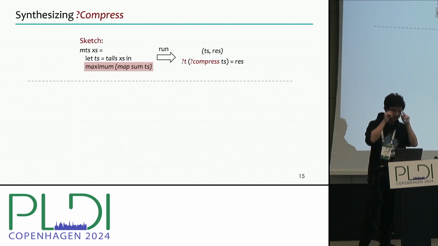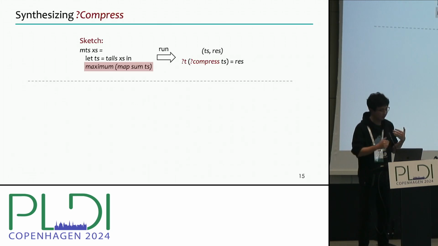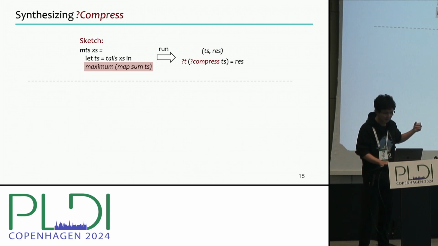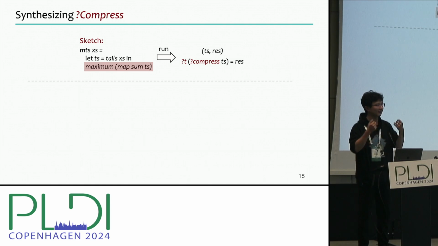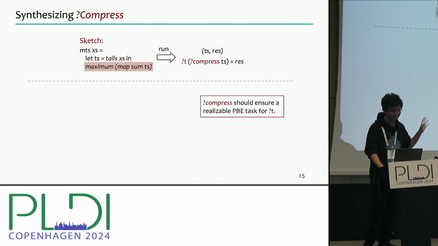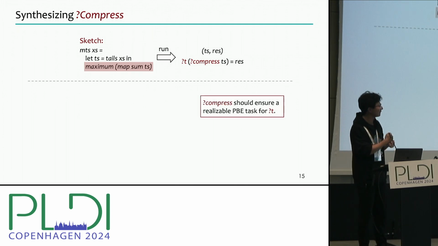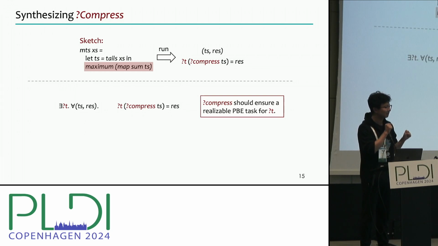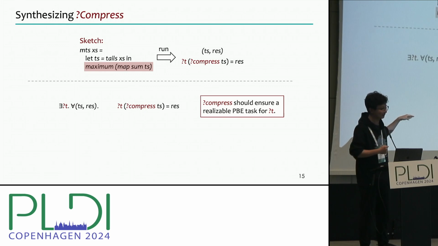Okay, so recall that the only role of this compression function is to generate input-output examples for the new expression or the new sketch hole. So of course, we want the later synthesis procedure to succeed, right? Otherwise, the overall optimization procedure will fail. So it means that this compression function should at least ensure a realizable programming by example task for the new sketch hole. That means that there should at least exist some program that's satisfying all input-output examples collected.